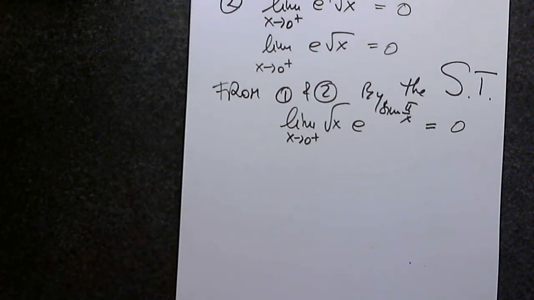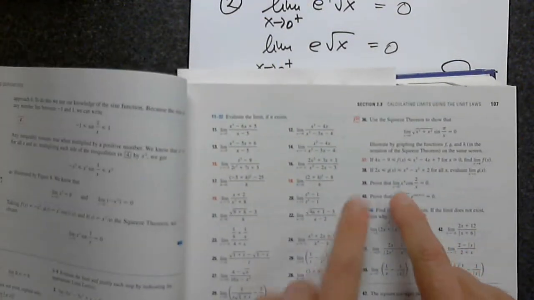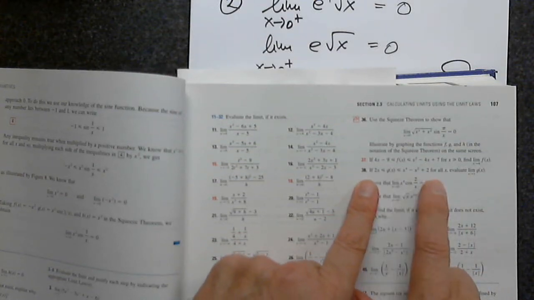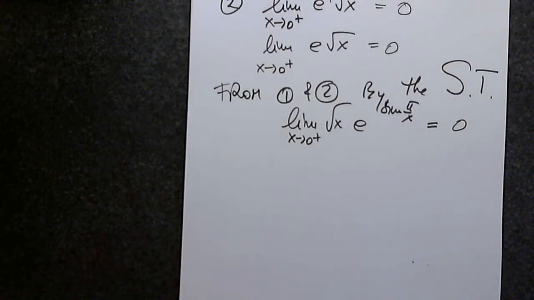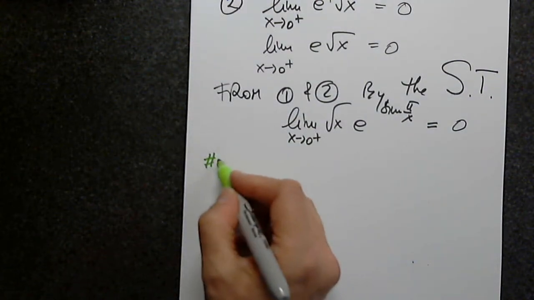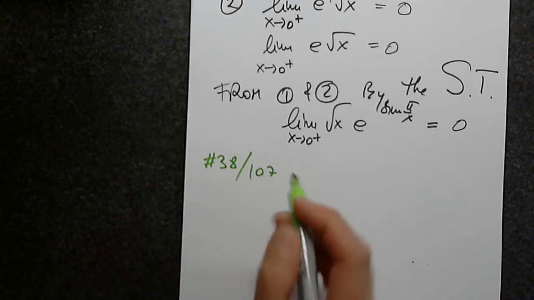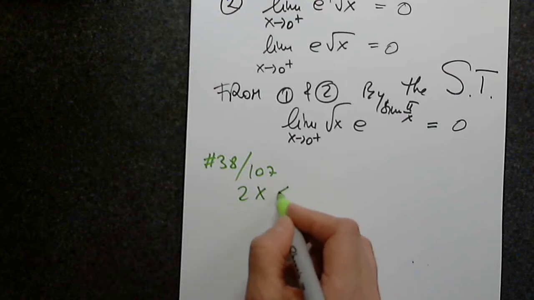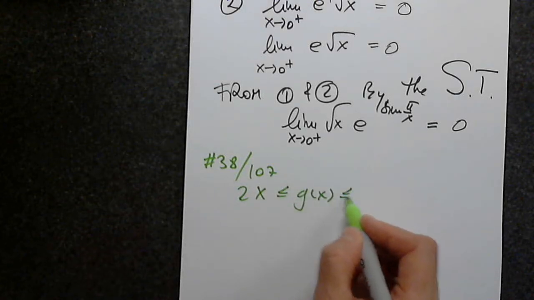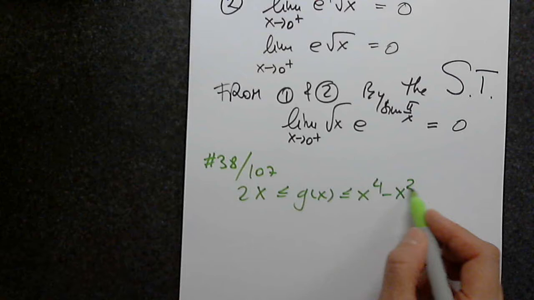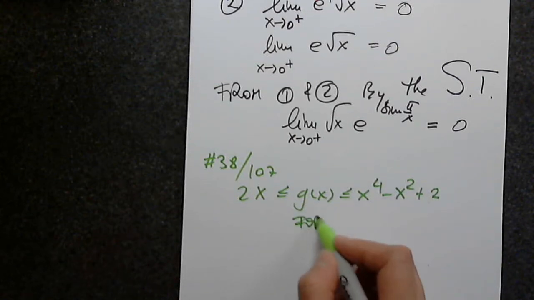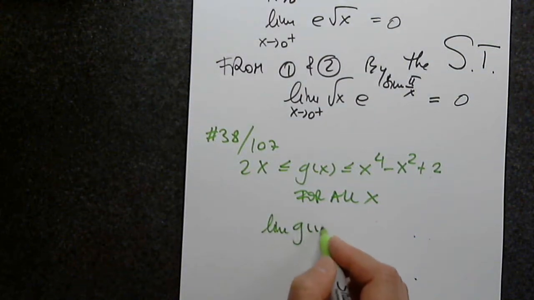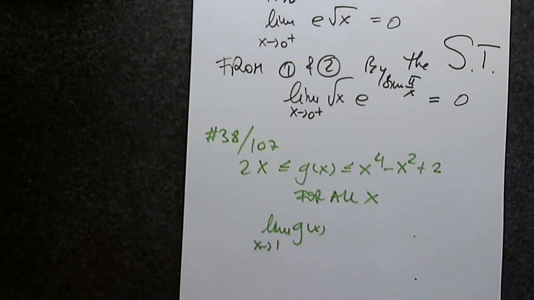Okay, so here's another application of the squeeze theorem. I like to look at, let's say, this one, 38 on page 107. We have 2x less than or equal to g of x less than or equal to x to the fourth minus x squared plus 2 for all x. We're asked to find the limit of g of x as x approaches 1 from either side.